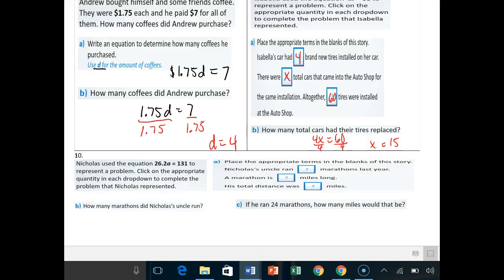And the last question, number 10. Nicholas used the equation 26.2a equals 131 to represent a problem. That's 26.2 is the number of miles in a marathon. And so we're going to place this in the appropriate blanks.